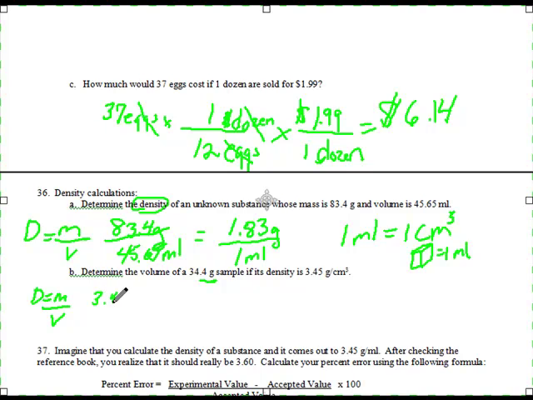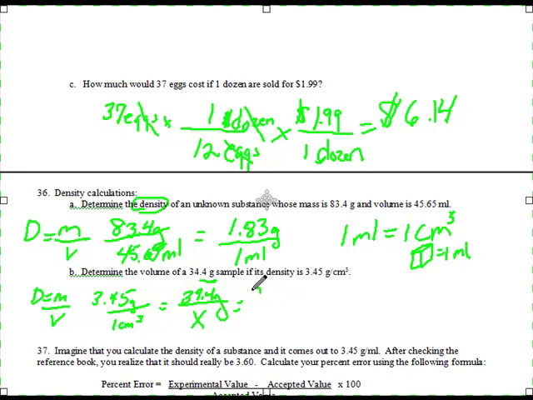So we know our density, 3.45 grams per 1 cubic centimeter. And then we know that the mass is 34.4 grams. And I put that on top because the mass is on top. And on the bottom, I'm going to put an x. So you can solve using basic algebra for this. You could just cross multiply if you want. 1 times 34.4, and then 3.45 times x, solve for x.